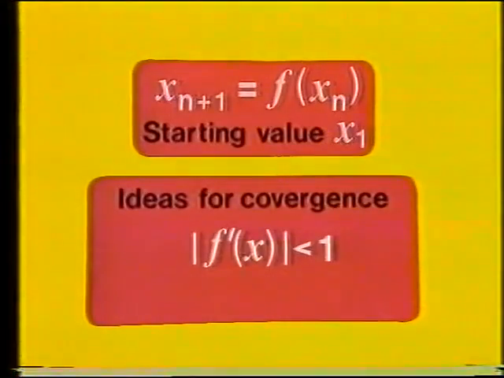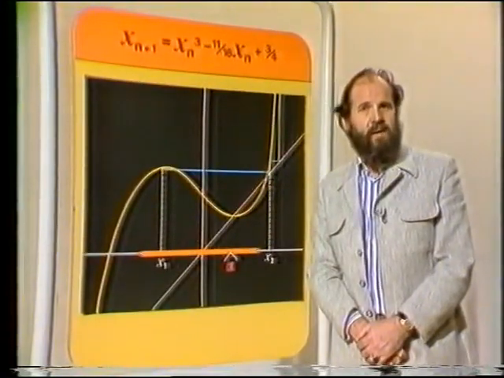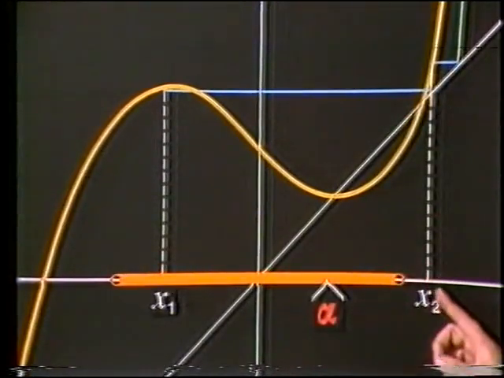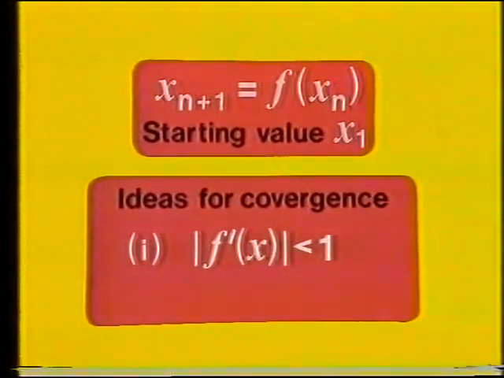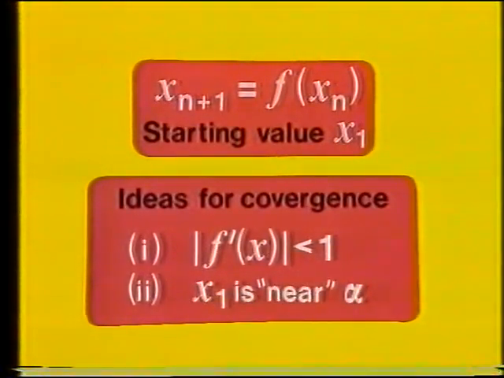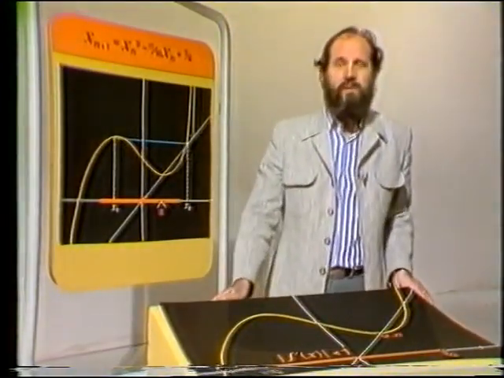So our condition, mod of f prime of x is less than 1, is an important condition, but on its own it won't guarantee convergence. If we start too far away from alpha, we could jump over alpha and end up outside the interval. So we need a second condition. We must start our iteration near enough to alpha to make sure we can't jump over alpha and end up outside the interval. So how can we be sure that we're starting near enough to alpha?